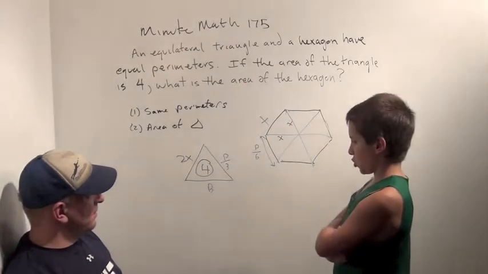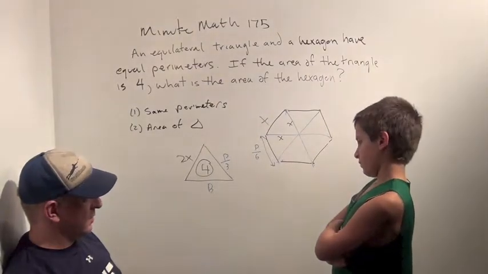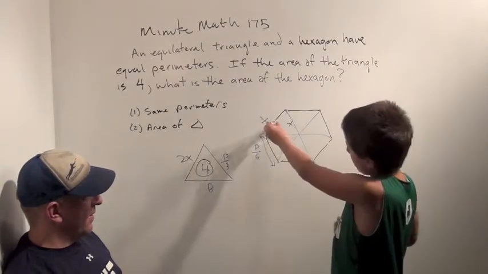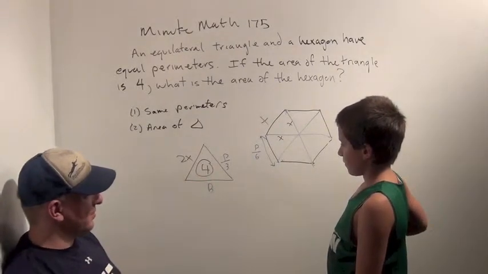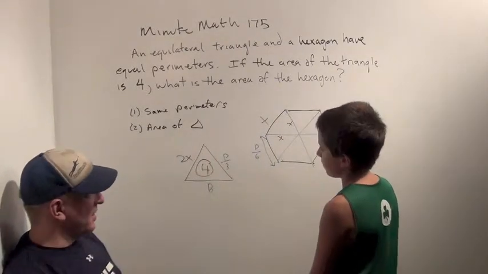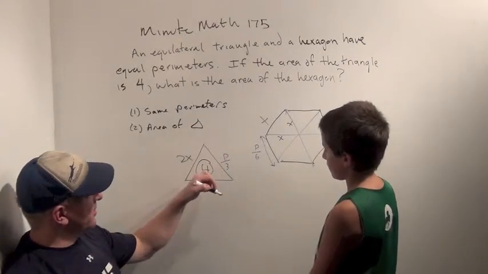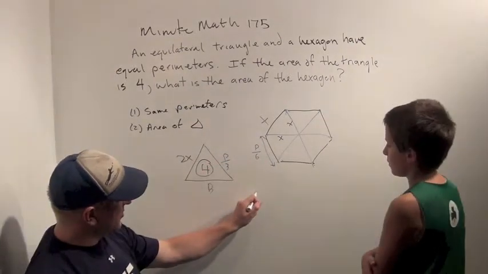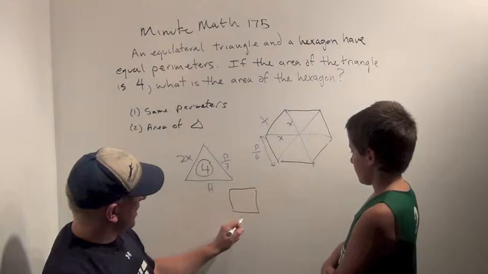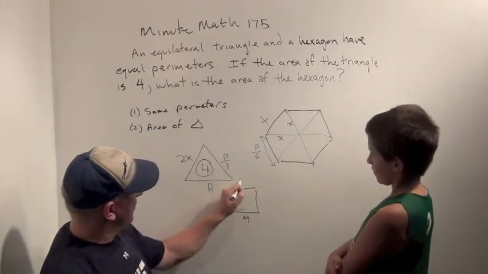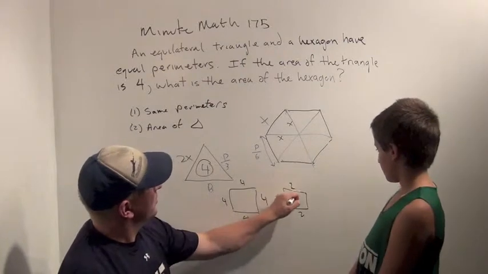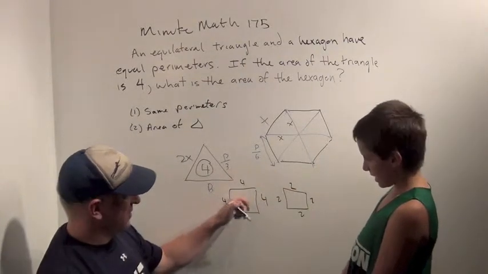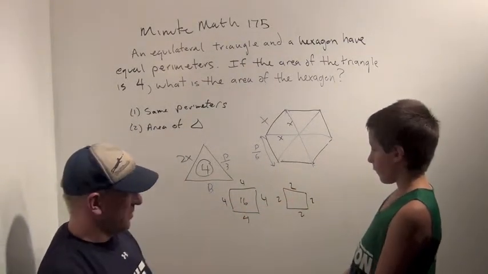Well, maybe 2. But we don't know what the height is. Well, we do know it's the same as this equilateral triangle, except each side is half. Interesting, so your guess is the area of this is 2. Let's take a look at a square. Say I had a square whose side was 4, and another one whose side was 2. What's the area here? 16. And here? 4.